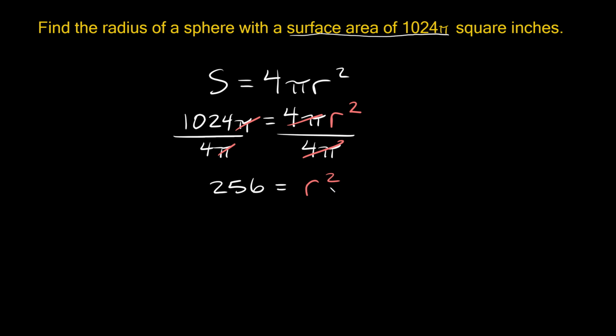Now, in order to finally solve for r, we need to get rid of this exponent, the 2, and you can kindly ask it to leave. It probably won't do that though. So in order to get rid of it, we need to take the square root of both sides, all right? So then on this side, the radical, the square root, and the squared exponent cancel out, and all we're left with is r is equal to the square root of 256, which is equal to 16. Okay, and don't forget your units. Here we're working with inches, right? So the radius of the sphere is 16 inches.